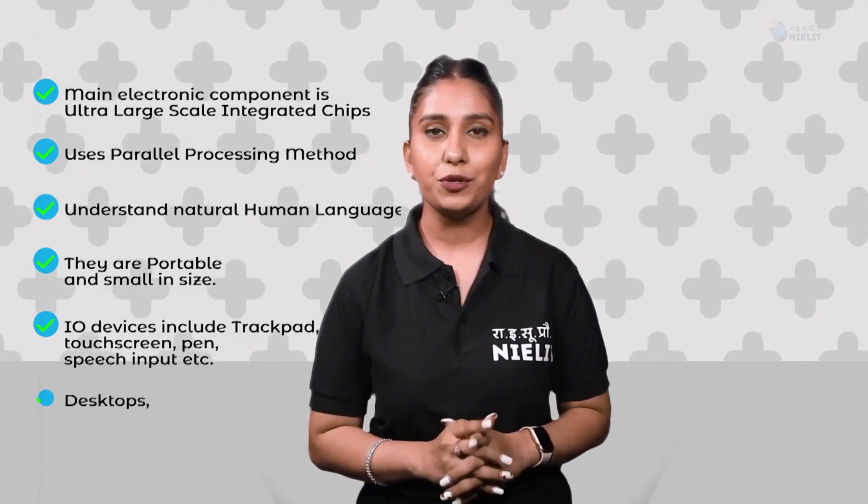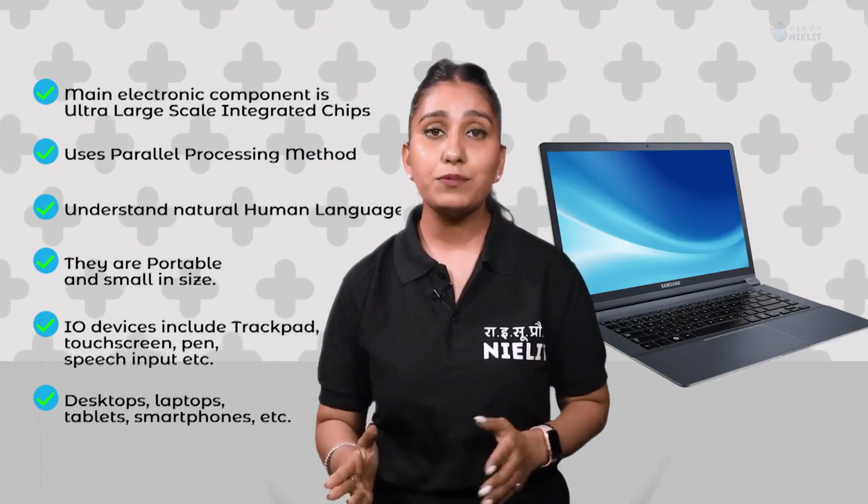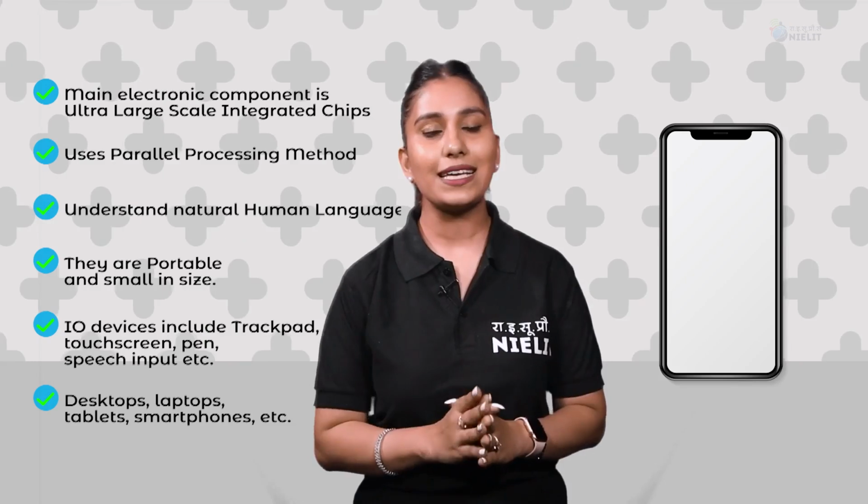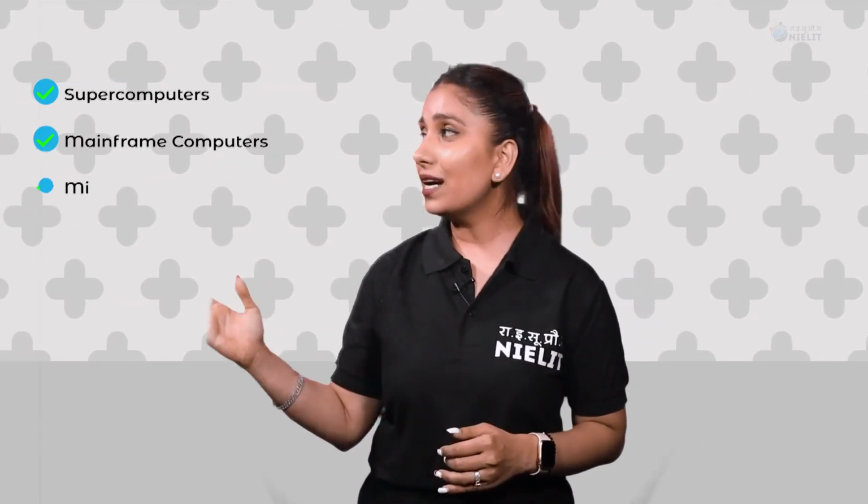Examples of fifth generation computers are desktops, laptops, tablets, smartphones, etc. Since we are all now aware of the history of computers, we will learn about the different types of computers that exist. Computers are divided into different categories, but we are going to specifically discuss the classification based on their sizes. So we have supercomputers, mainframe computers, mini computers, personal computers, which are PCs, or microcomputers.